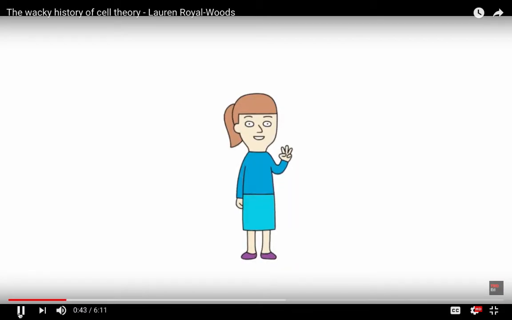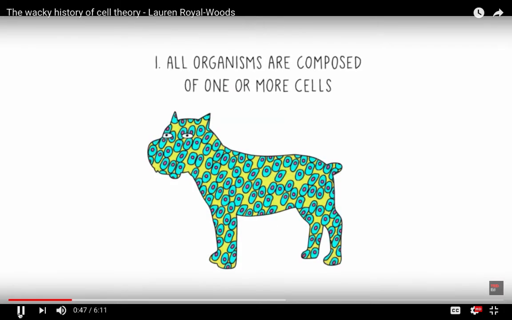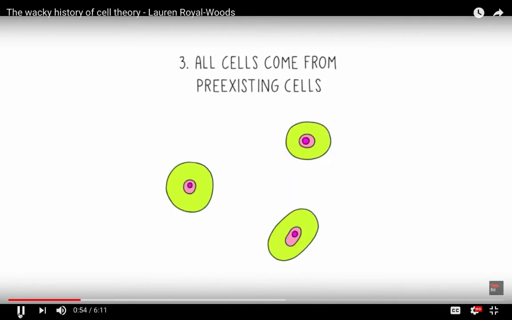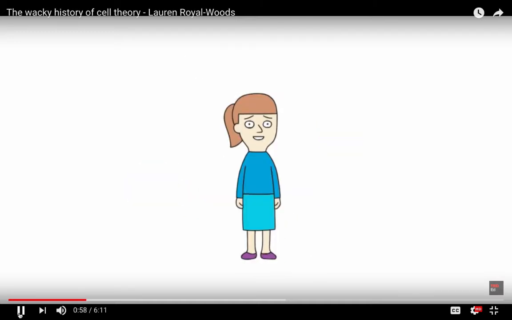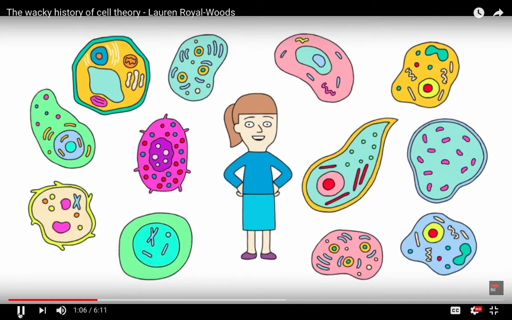There are 3 parts to the cell theory. 1. All organisms are composed of one or more cells. 2. The cell is the basic unit of structure and organization in organisms. And 3. All cells come from pre-existing cells. To be honest, this all sounds incredibly boring until you dig a little deeper into how the world of microscopic organisms and this theory came to be.